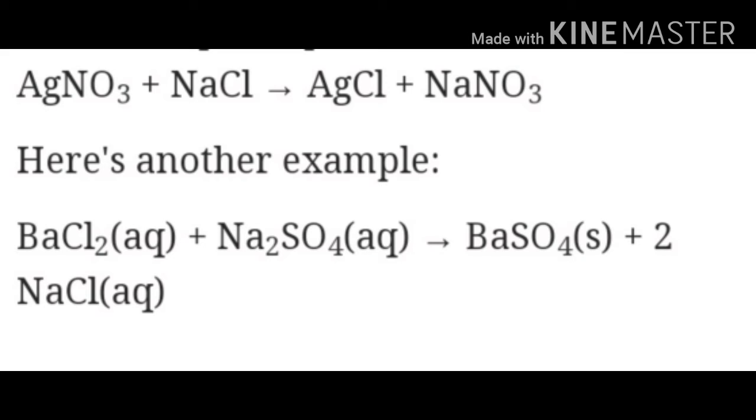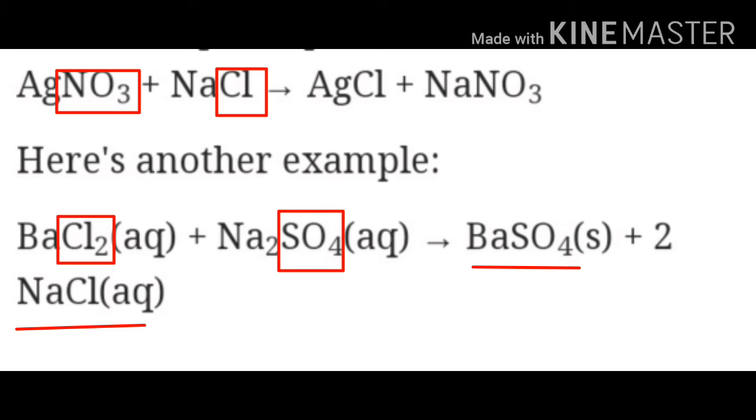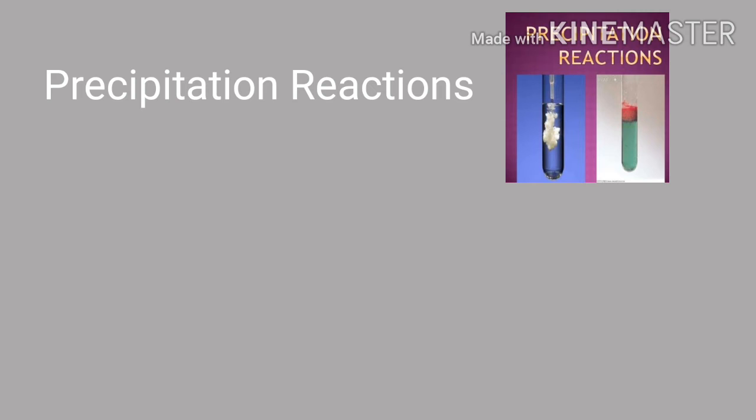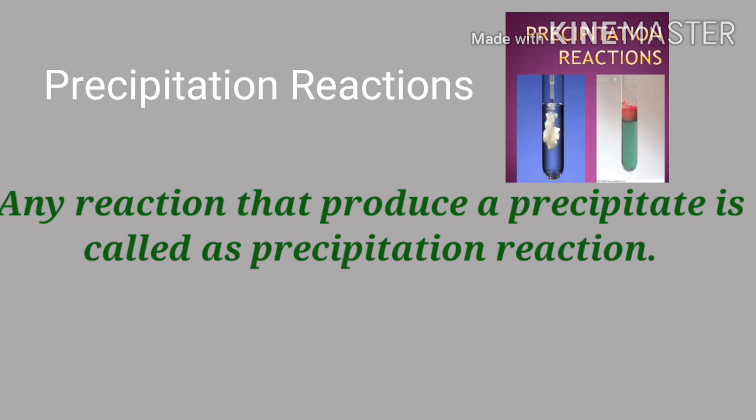Here are two examples for double displacement reaction. First is silver nitrate reacting with sodium chloride. Here the anions, that is the negative ions NO3 and Cl, are exchanged with each other and we get AgCl plus NaNO3. And the second is barium chloride reacting with sodium sulfate and we get barium sulfate and sodium chloride. Here in these reactions we can see some water-insoluble matter is formed. We call it a precipitate, and such reactions which produce precipitates are known as precipitation reactions.